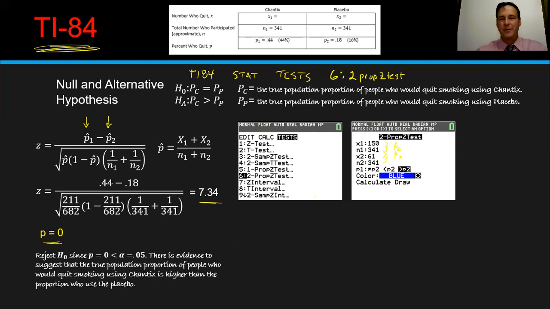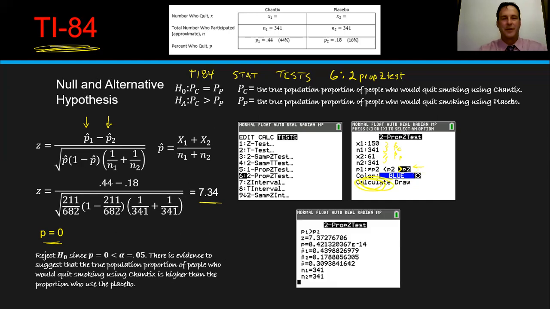If you go all the way down to the inequality, remember that we want to follow the sign of the alternative. Our alternative has a greater than sign, so we'll use that. We'll click on calculate right here, and you get this result.